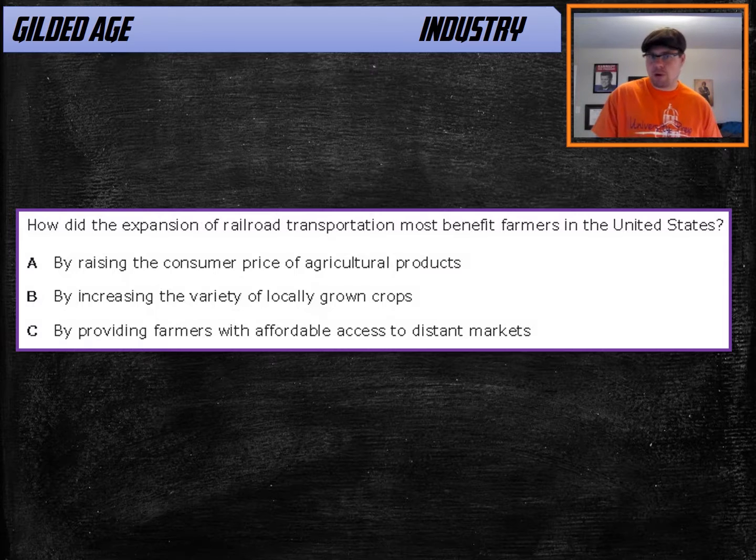You might get a similar question on cattlemen and ranching. How did railroads affect ranching? Same answer. It made getting the beef from the ranch to distant areas much easier, and it made it much more profitable.